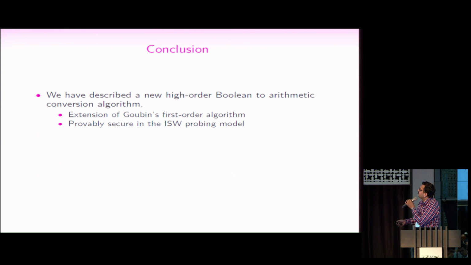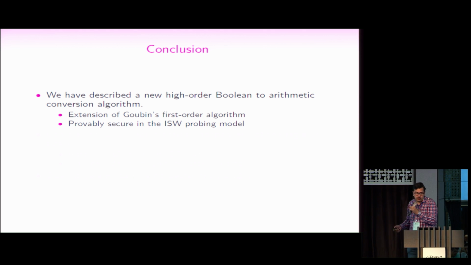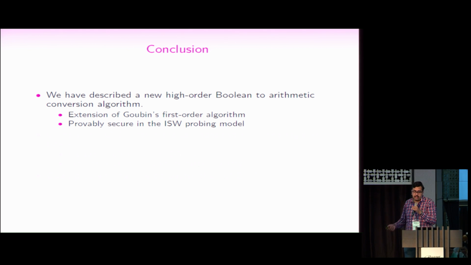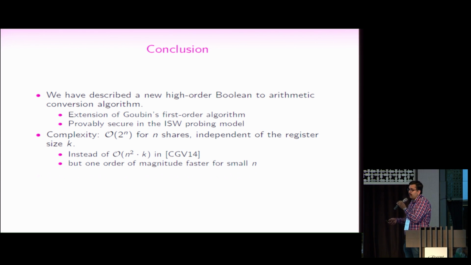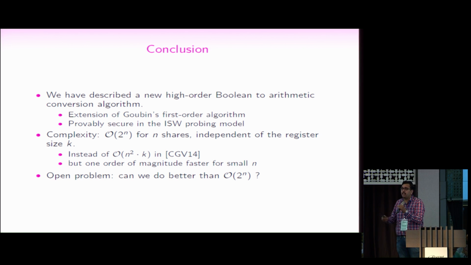CHES 14 work. So to conclude, what the authors propose is a higher order Boolean to arithmetic conversion algorithm, and it's an extension of Goubin's first order algorithm, and it's provably secure in the probing model. So the complexity is order of 2 to the power n for n shares, and it's independent of the register size. Still, it's worse than the CHES 14 method that has a complexity of order n squared times k, but it is 1 order of magnitude faster for small n. So the obvious question is, can we do better than order of 2 to the power n? Yeah, thanks for your attention.